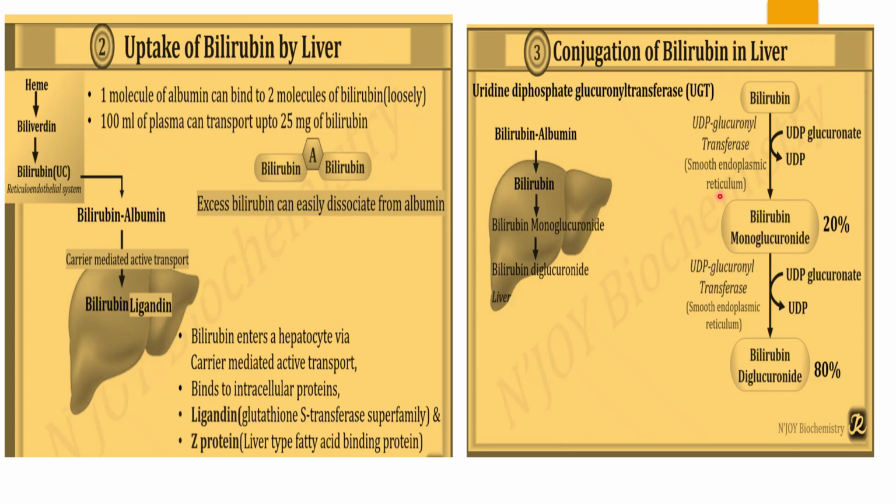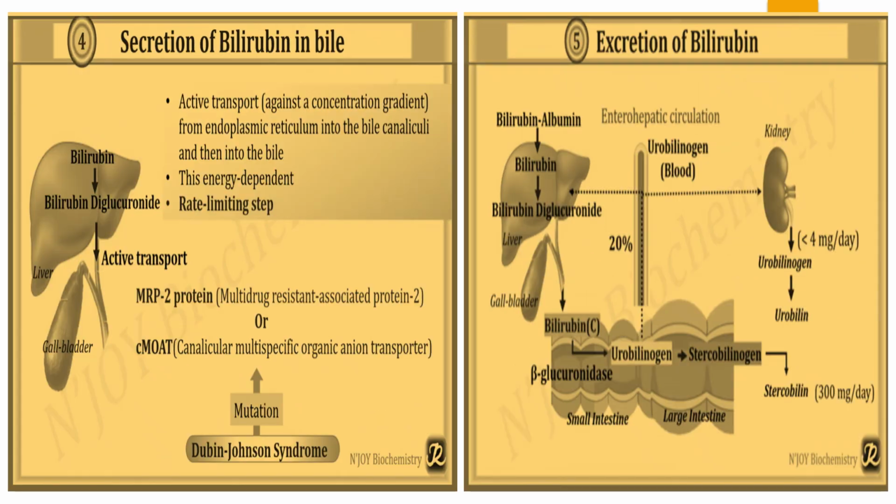Further, this bilirubin monoglucuronide, which is partially soluble, is further converted into the bilirubin diglucuronide by the same enzyme system, UDP glucuronyl transferase. And again, another molecule of UDP glucuronate is utilized here. UDP is released and glucuronate is now conjugated, forming the bilirubin diglucuronide. So 80% conversion of bilirubin happens in the form of diglucuronide. So now it is in the conjugated and soluble form.